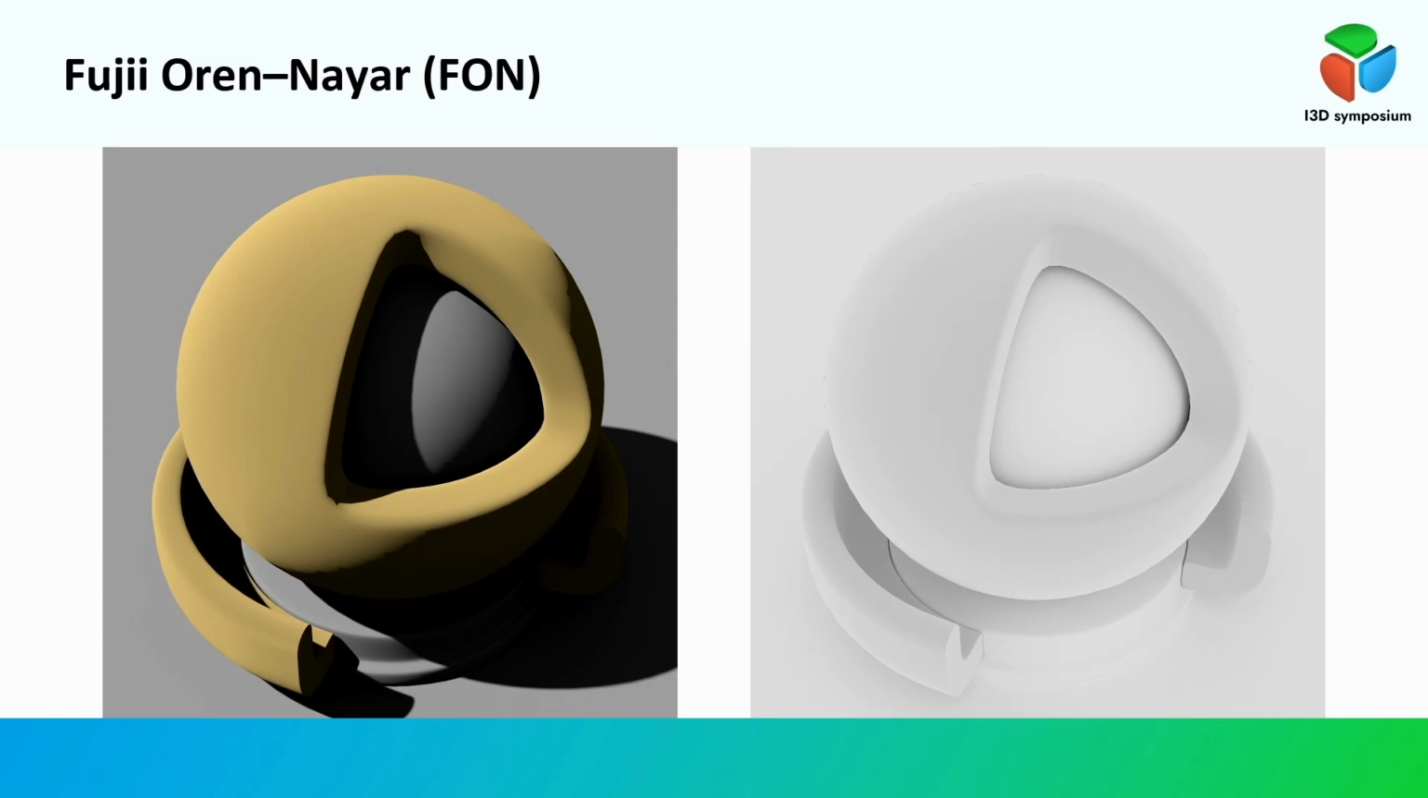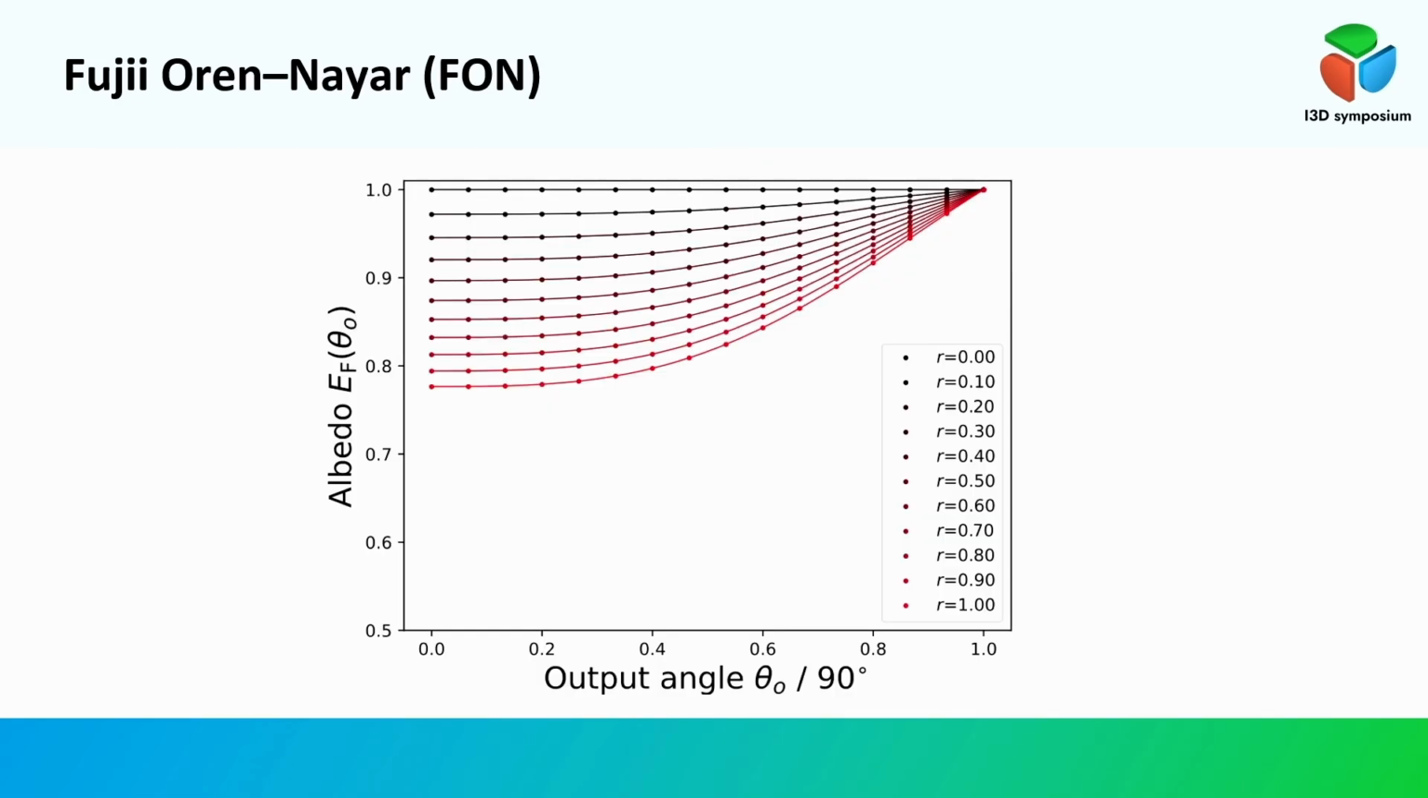And then we looked at another model that Fuji published in a blog post. This model does a little better. It reduces the artifacts. It doesn't get quite as dark, but it still loses a lot of energy, especially at those high roughness values.